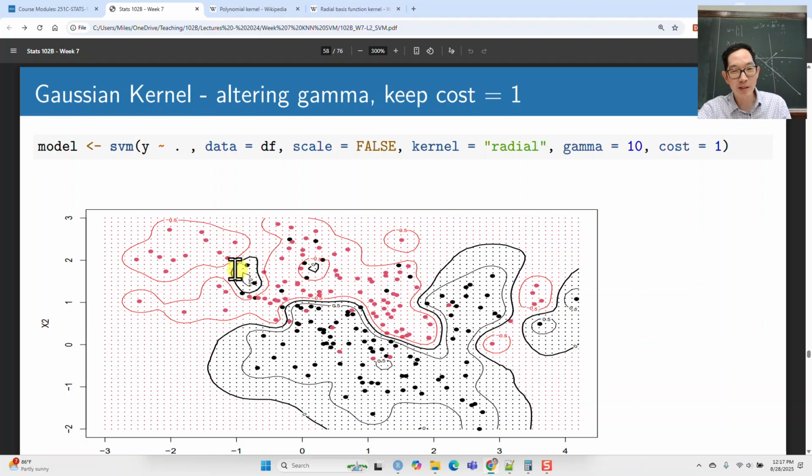With gamma 10, we now get a whole bunch of exclaves and really, really tight twists and turns there. And this is all with the same cost of 1.